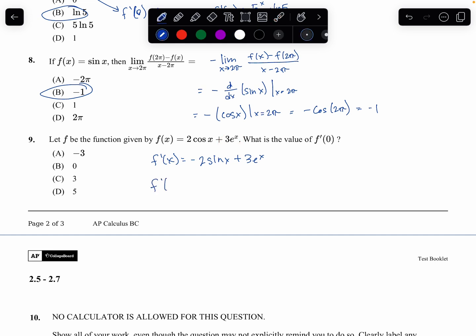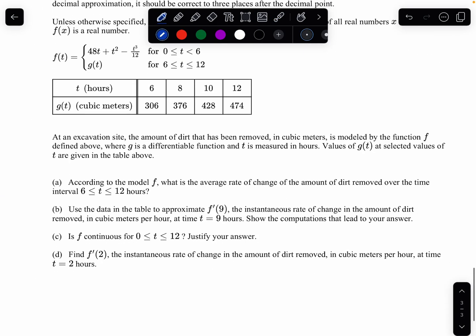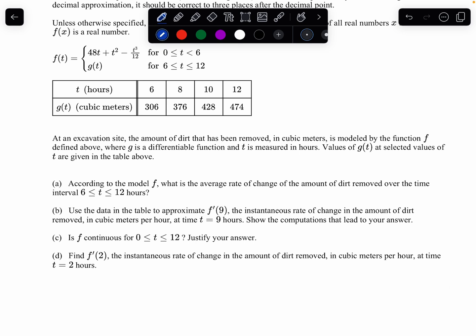And then f prime of 0, that's going to be negative 2 sine of 0, plus 3 e to the 0. Sine of 0 is 0, so that's going to go away. And e to the 0 is 1, so we're going to be left with 3. Okay, looks like we got a free response question.